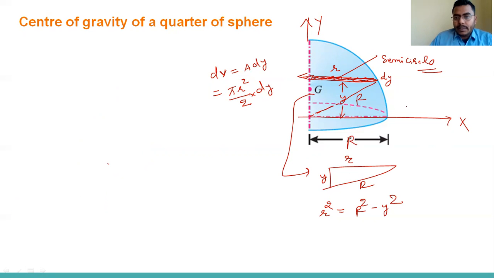So I'm going to calculate y bar. Similarly, you can calculate x bar also by taking the segment parallel to the y axis. To calculate the y bar, you have to take the segment parallel to the x axis. Similarly, you can calculate the x bar also, but now I'm showing y bar. So first write the formula for a solid body: integration of y dash dV divided by integration of dV.